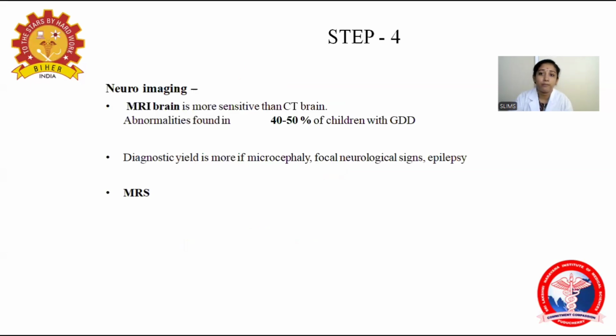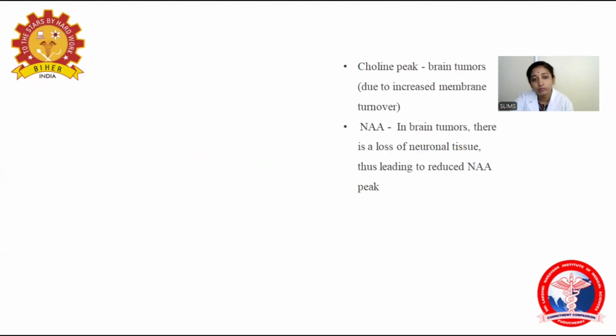Next is step 4. In step 4, we do neuroimaging, in which MRI brain is more sensitive than CT brain. These abnormalities are found in 40 to 50% of children with global developmental delay. The diagnostic yield is higher if the child has abnormal findings like microcephaly, focal neurological signs, or associated comorbidities like epilepsy.